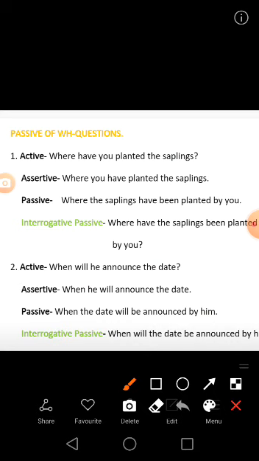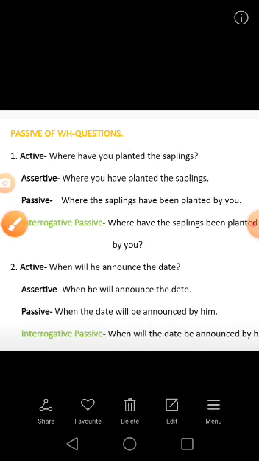The first question I have taken is, where have you planted the saplings? So it is an active form, that is clear to you, you all know, and it is also a WH question, an interrogative question. The WH word used here is where. And see here once again I am showing you the format. You is the subject, and before it comes the auxiliary verb, and after it the main verb planted. This is the format of an interrogative sentence. So, where have you planted the saplings?